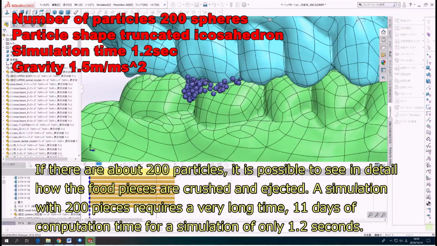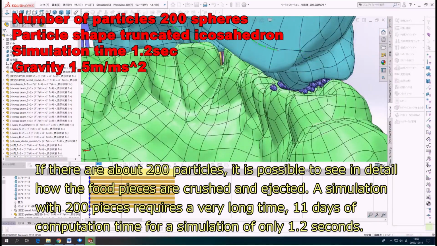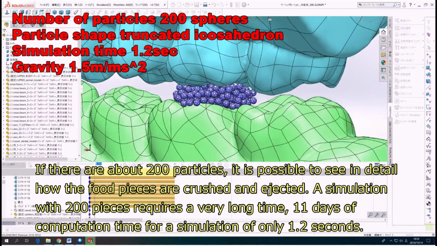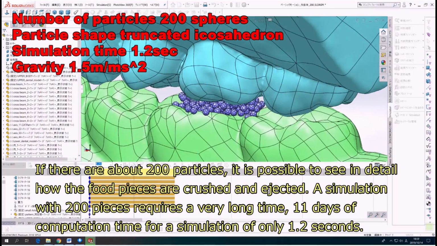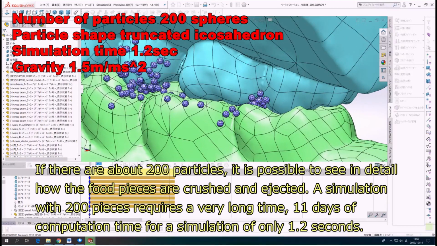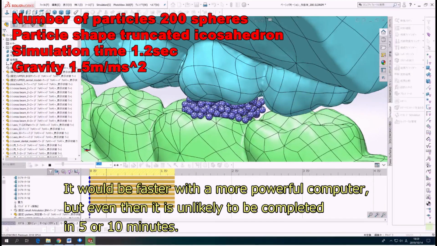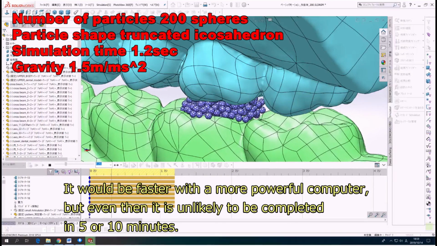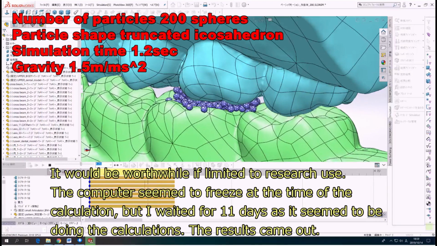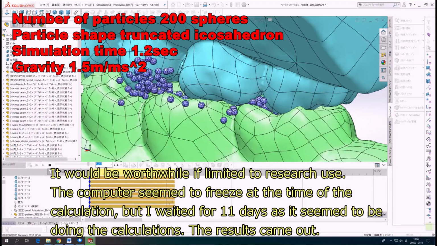ejected. A simulation with 200 particles requires a very long time, 11 days of computation time for a simulation of only 1.2 seconds. It would be faster with a more powerful computer, but even then it is unlikely to be completed in 5 or 10 minutes. It would be worthwhile if limited to research use.